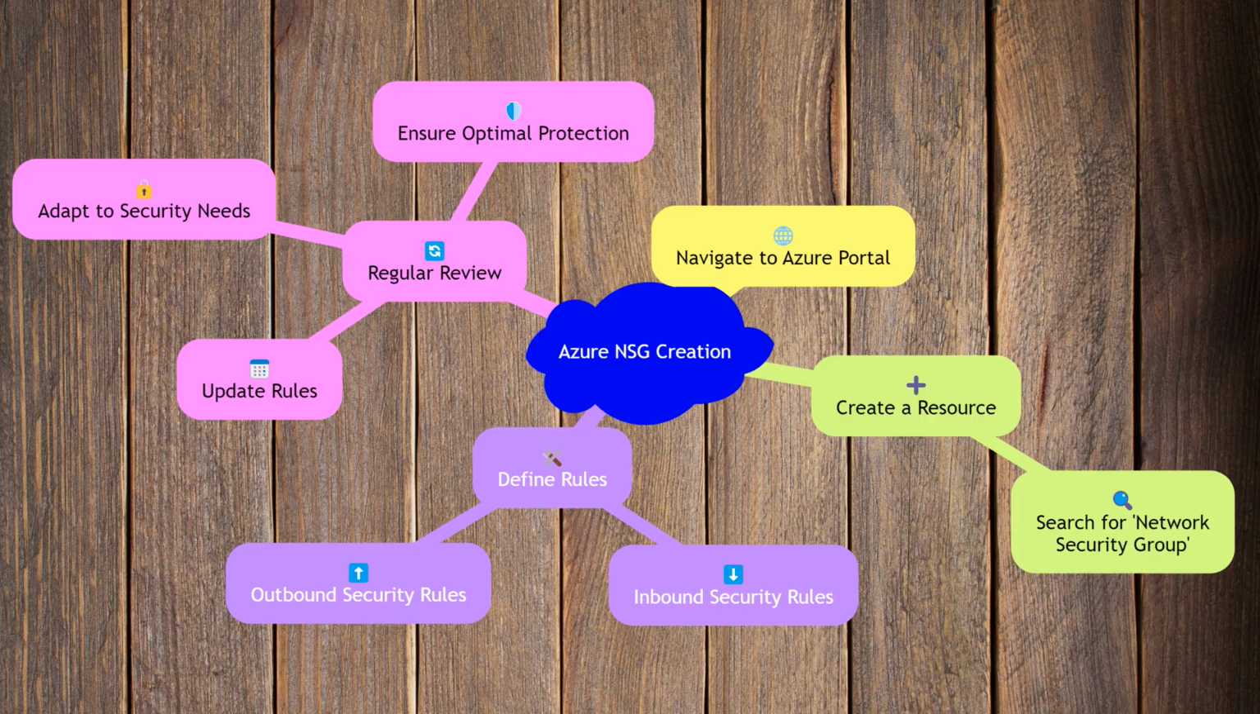To create an NSG, navigate to the Azure portal, select Create a Resource, and search for Network Security Group. Once created, you can define inbound and outbound security rules. It's important to regularly review and update these rules to adapt to changing security requirements and ensure optimal protection.